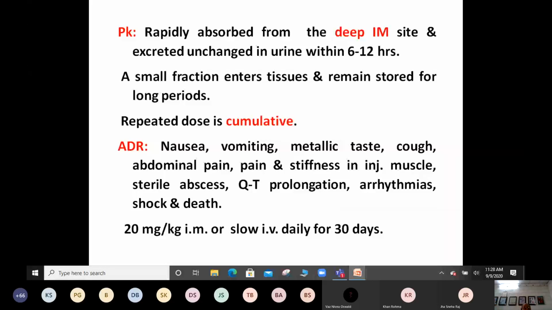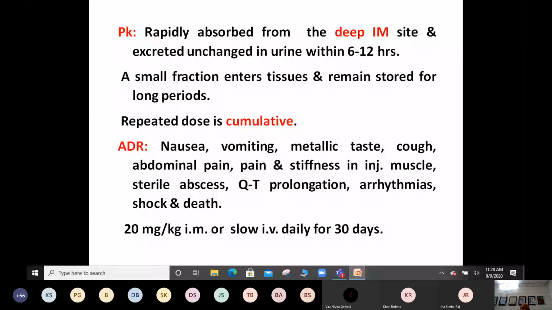Now coming to its pharmacokinetic properties. The drug is given parenterally, particularly deep intramuscular. It is highly irritant to the muscles. That's why you have to give it deep in the gluteal region, in the gluteus maximus muscle.